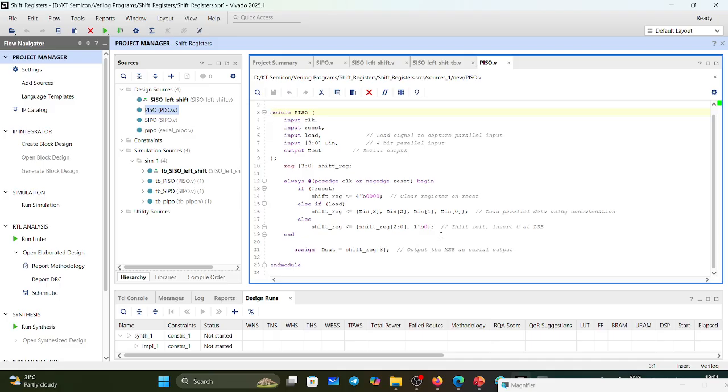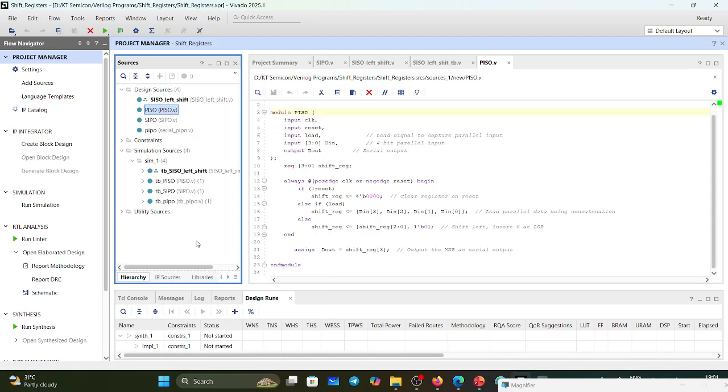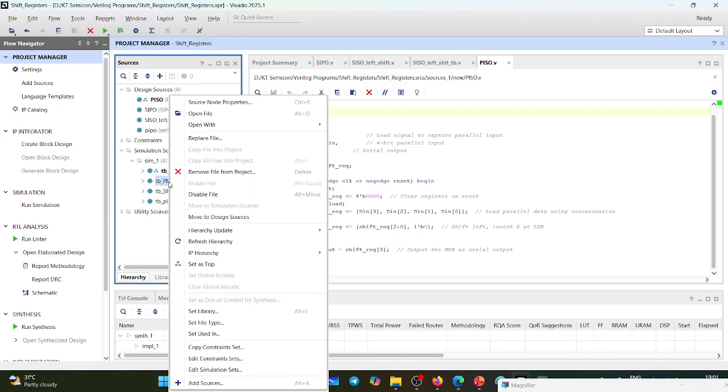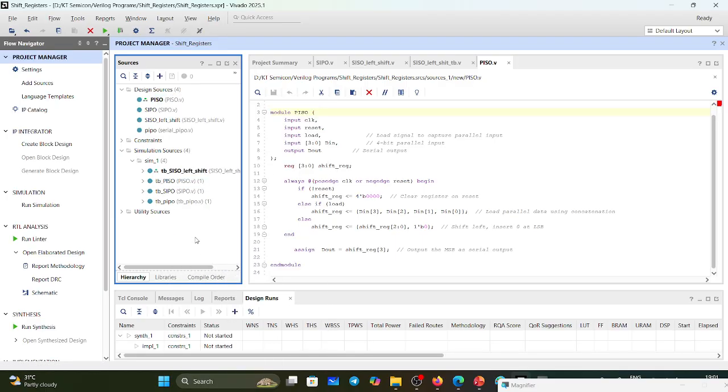Inside, the LSB is loaded with 0, and you need to assign D out equal to what? Where you are getting the serial out data. The serial out data is available at shift_register 3 or temp 3. Okay, so this is the code. Coming to the test bench, this I need to set as top module. Next, this is PISO, no? PISO, this also you need to set as top module, tb_PISO.